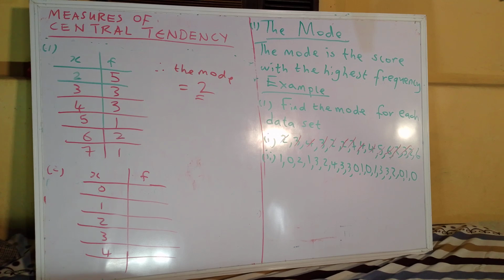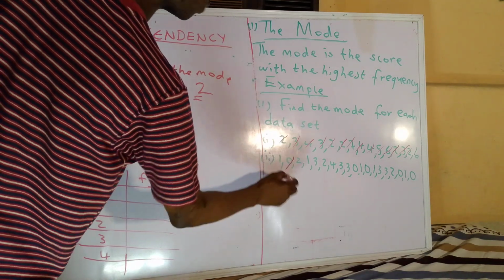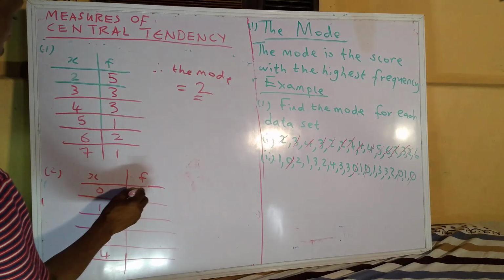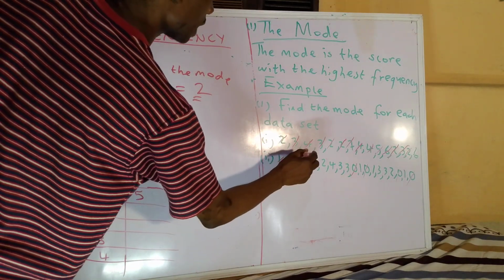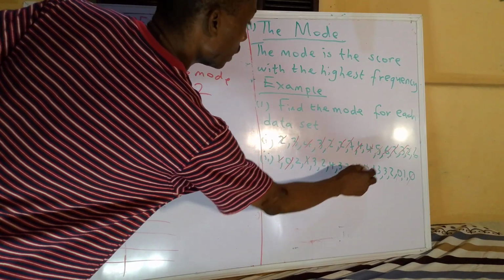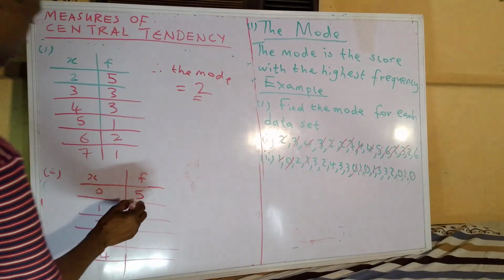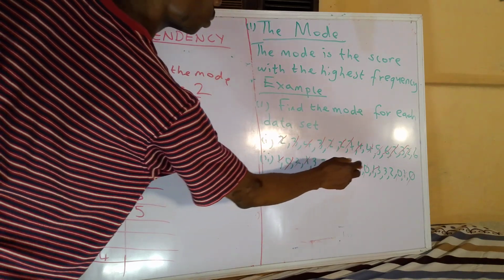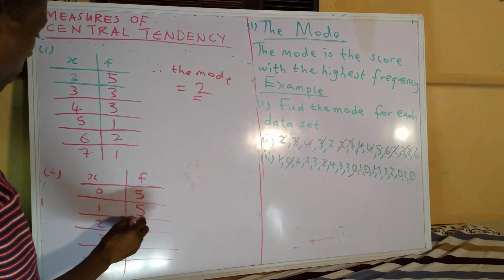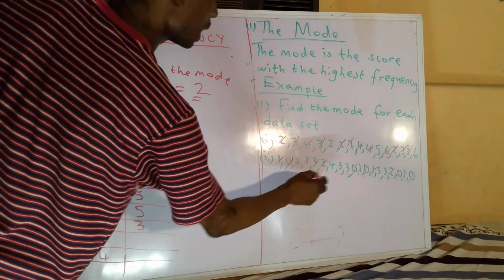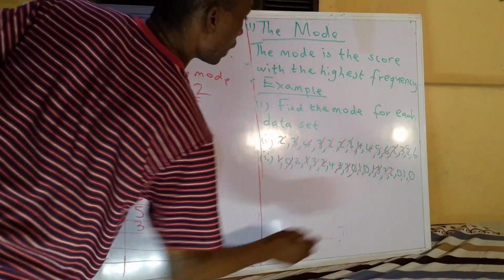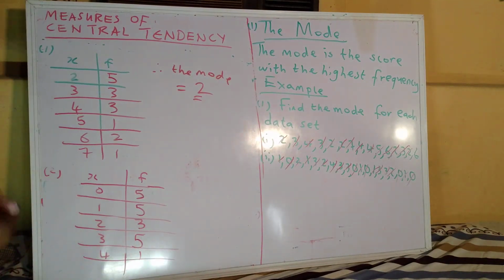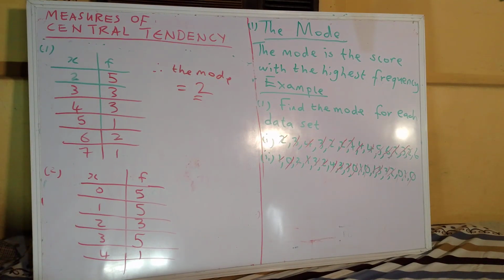So you start counting. 0 is how many? 1, 2, 3, 4, and 5. So I put 5 there. 1 is how many? 1, 2, 3, 4, and 5, also 5. Put 5 there. Then 2 is how many? 2 is 1, 2, 3. It appears 3 times. You put 3 there. Then 3 is how many? 1, 2, 3, 4, and 5. So you put 5 there. 4 is how many? 1. 4 appears only once. So already we have gotten our mode.